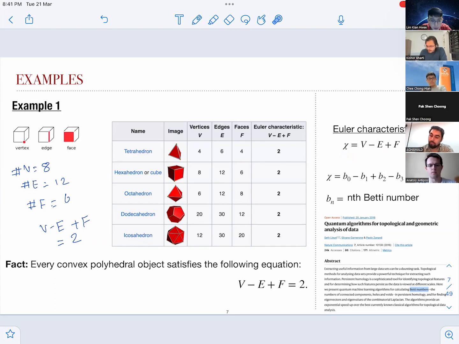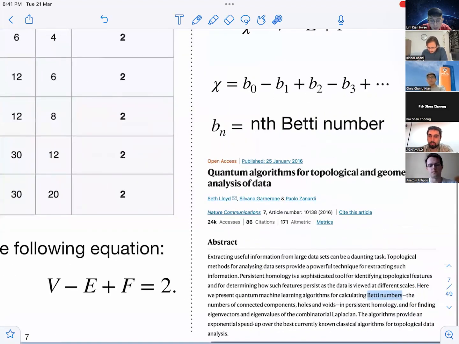And you can generalize it. In general, the Euler characteristic is given as b0 minus b1 plus b2 and so on, where bn is called the nth Betti number. What is the nth Betti number? I haven't defined it. Using homology and cohomology, I will define it. If you look at this paper by Seth Lloyd, Silvano and Paolo Gianardi, there is this Betti number that people are interested in calculating. So we will understand what this Betti number is and how it's related to homology and cohomology.